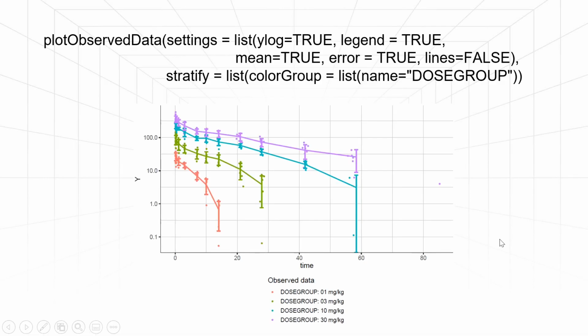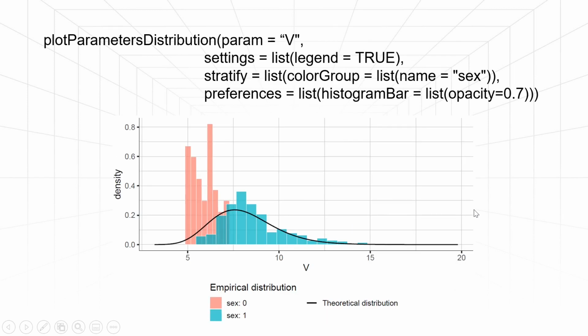Note that some settings are even more flexible than in the interface. In particular, it is possible to draw mean curves from observed data in different groups on the same plot, like this. Histograms, split and colored by some covariate, can also be compared on the same plot, like these distributions of individual V parameters in different groups of sex.